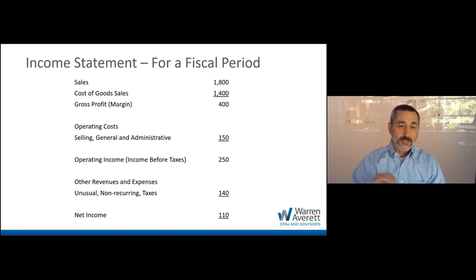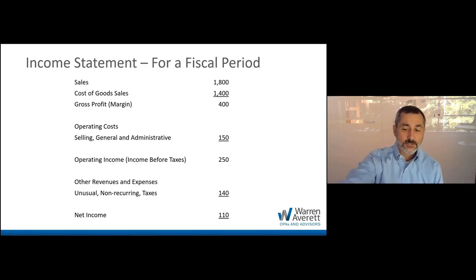With that, let's look at the layout or the construct of an income statement before we get into the income statement ratios, so that we'll know exactly where we're pulling the numbers from. We usually start with sales, subtract cost of goods sold. That gives us some gross profit or gross margin. We then subtract operating costs, such as selling, general, administrative costs, and that gives us an operating income. Then we have other revenues and expenses that are unusual, non-recurring in nature, or this may be where we list our tax expense, and that gives us our net income number.